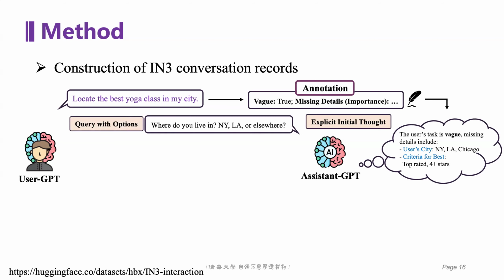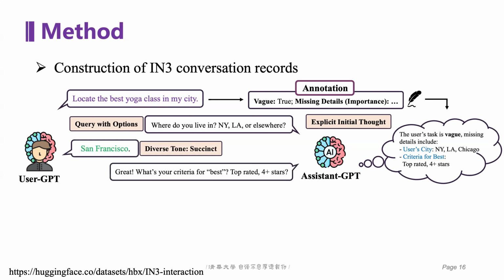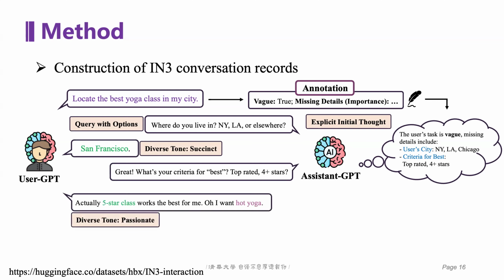And with this missing detail, we let the agent query with options like "where do you live in," and give some potential options to inspire the user's answer. The user may give a very succinct response like San Francisco, so great. And the agent will continue to ask the second missing detail, like the next question.